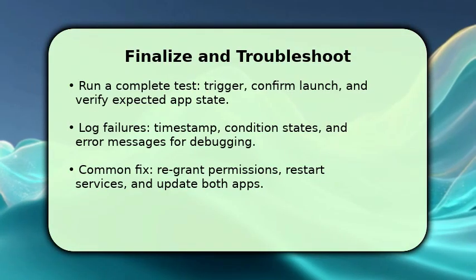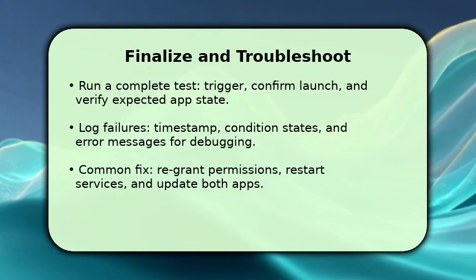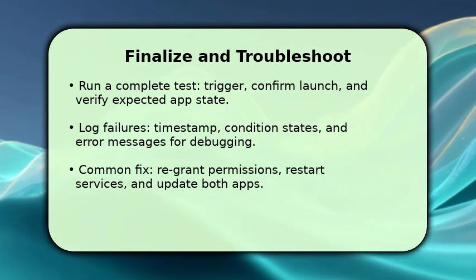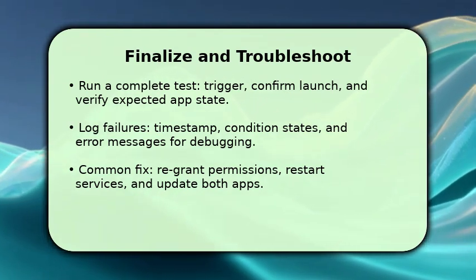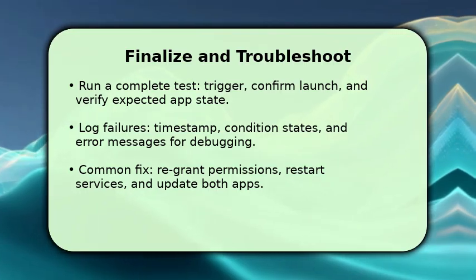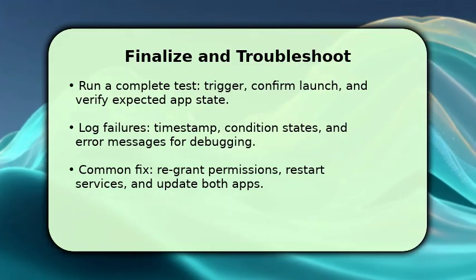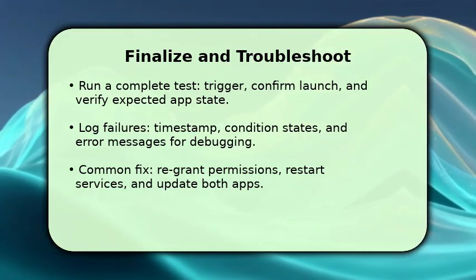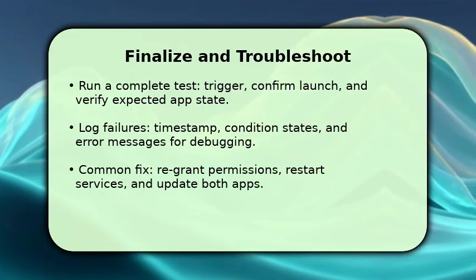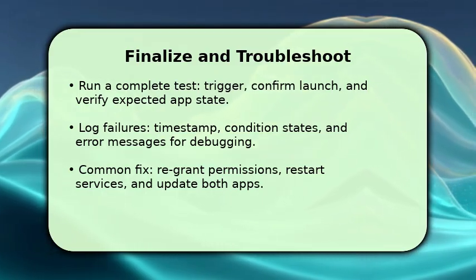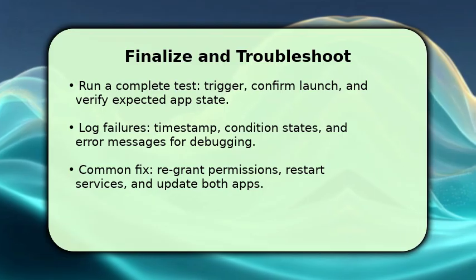Finish by running a full test of the trigger. Activate it, watch the controller call the target, and confirm the target app opens in the expected state. If it fails, capture timestamps and condition states to pinpoint the issue. Make sure to re-grant any revoked permissions, restart the controller's background service, and update both apps. These steps resolve most problems.